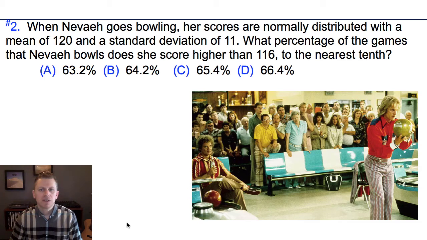Let's try this example about bowling. Here we have some bowling scores that are normally distributed with a mean of 120 and a standard deviation of 11. What percentage of the games will be scored higher than 116, rounded to the nearest tenth of a percent?